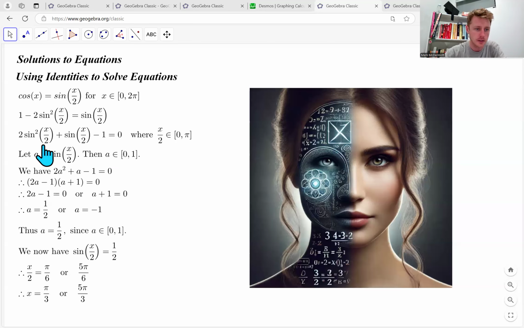Okay, after doing that, hopefully that made some sense. You just make the substitution: 2a squared plus a minus 1 equals 0. Then factorize, so you get 2a minus 1 equals 0 and a plus 1 equals 0.